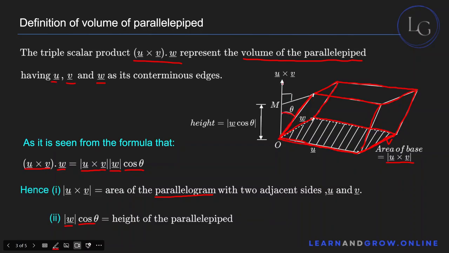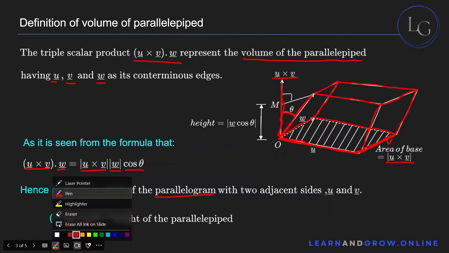Why is this line equal to u cross v? Because it is perpendicular to the plane of u and v, right? This is the plane of u and v, the shaded area. And this vector over here is perpendicular to the base u and v. So this is u cross v, and the angle between w and u cross v is theta, right? So w cos theta would give you this height.